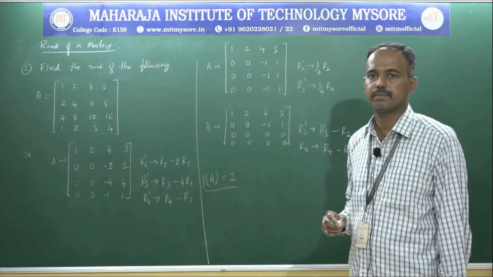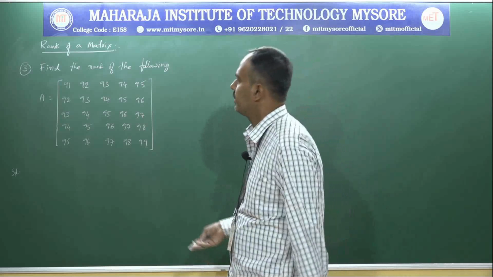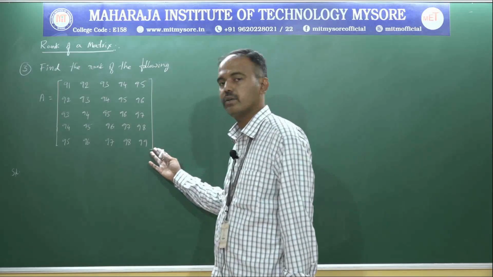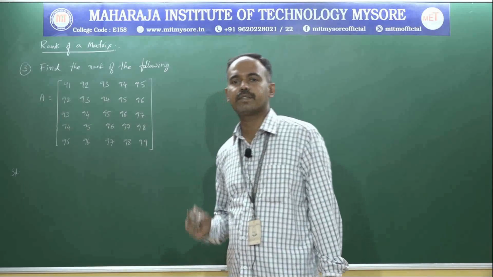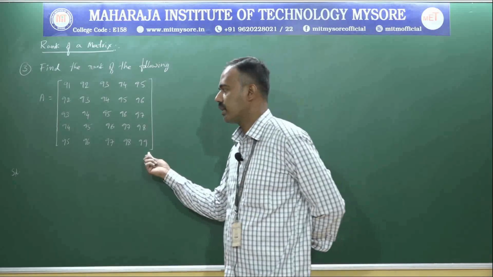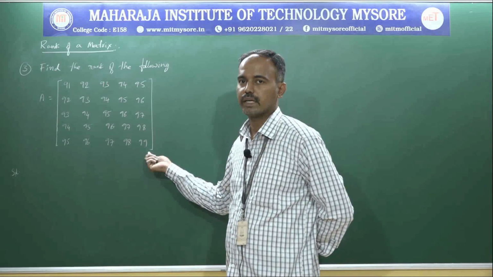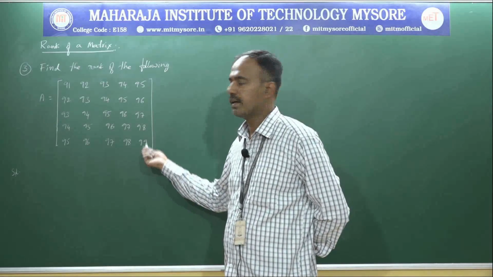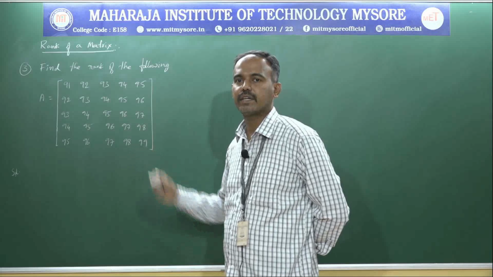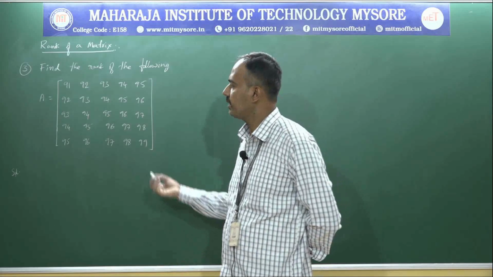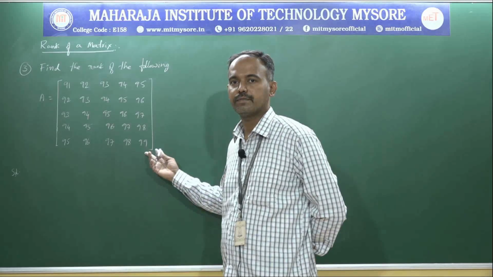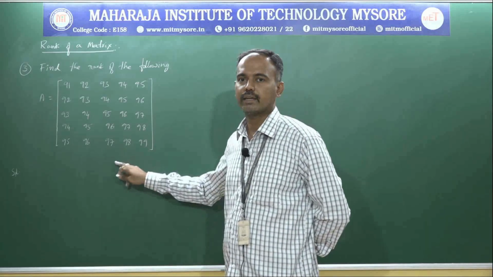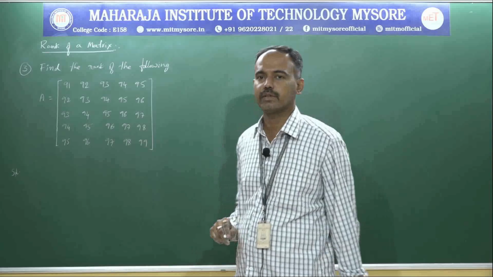Okay, the next example. Find the rank of the following. The matrix A is given. Now we have to find the rank of the matrix here. The first observation is that it is not in the echelon form. In case the given matrix is in the echelon form, we can directly say the rank of the matrix. But try to represent it in echelon form. Later, finally you can conclude the rank of the matrix here. That will be the important thing here.